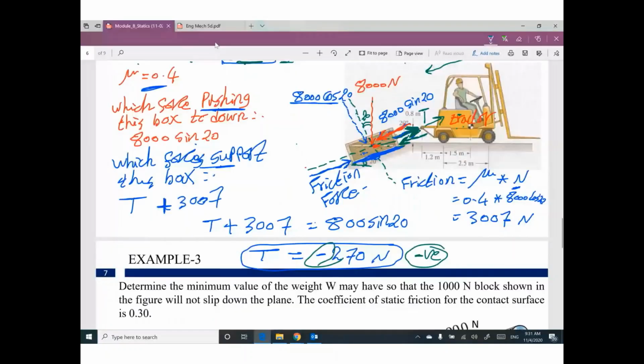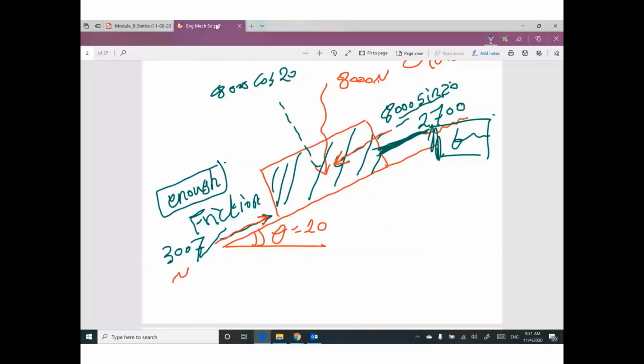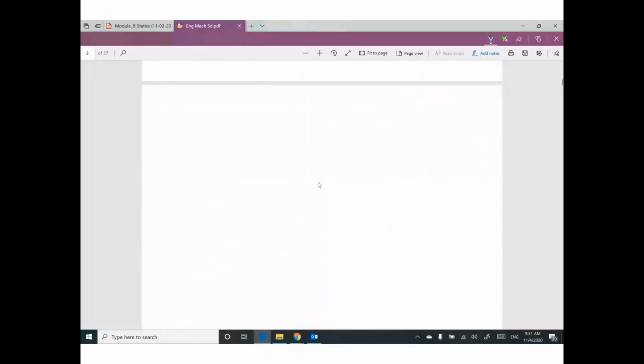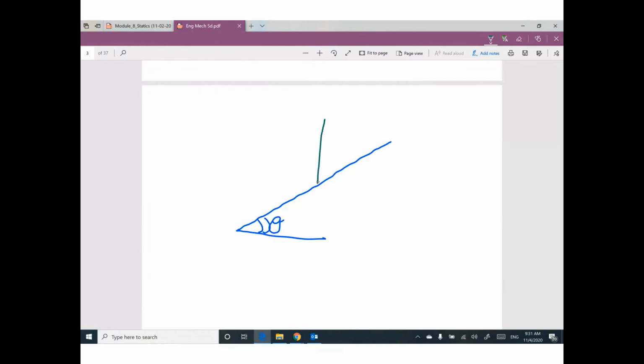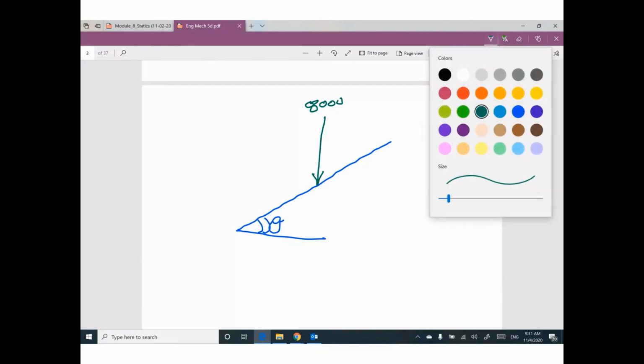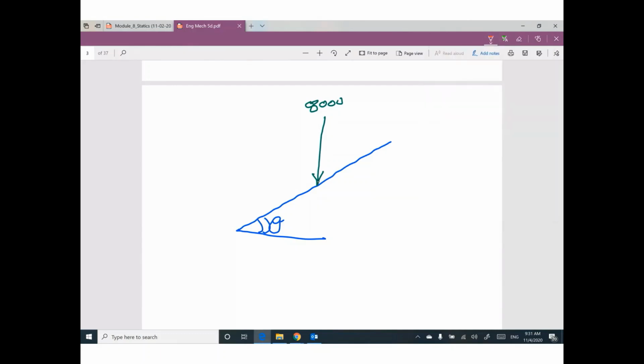I will do more examples, but let me explain. Mitchell, I have an inclined surface with angle theta. And I have a vertical force here, 8,000, for example. And I need to break this force into two components, one parallel to this surface and one perpendicular.